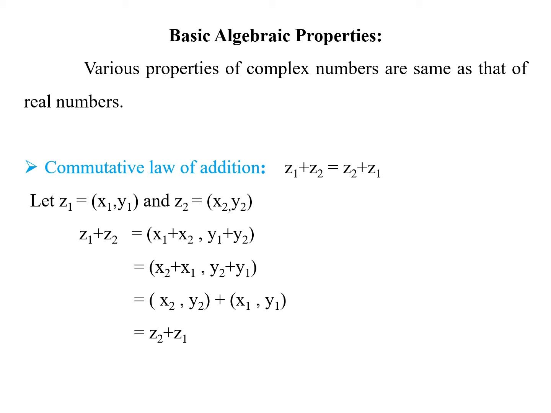So now we interchange the addition, that is x1 plus x2 has been replaced by x2 plus x1, comma, y2 plus y1, and this is equal to, we group each one, x2 comma y2 plus x1 comma y1, so that is equal to z2 plus z1.